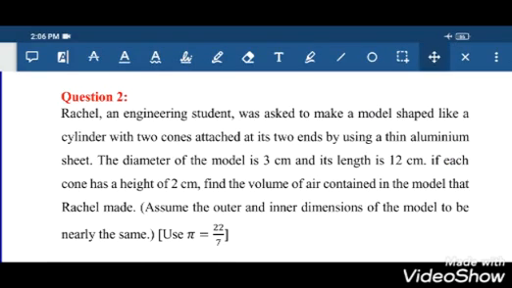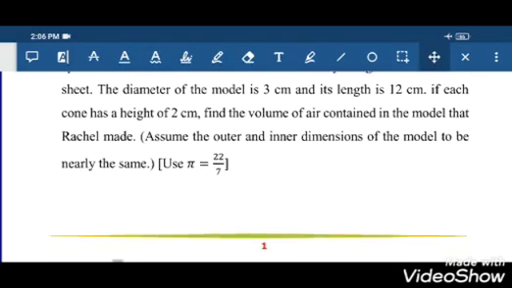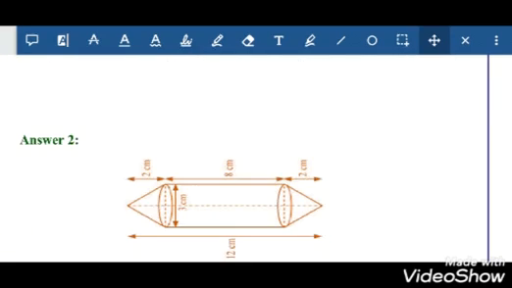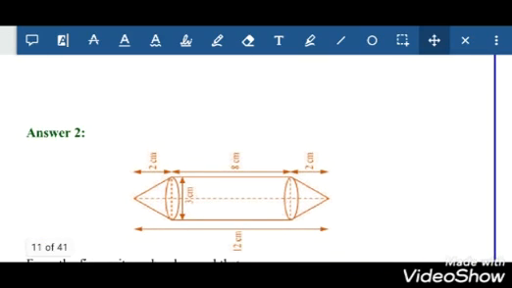So now we move on to the solution. So what is the solution? First, this is the diagram, already I have shown as a rough. So the total figure is a combination of the cylinder and the cone at each end. So total is 12, and the height of each cone is 2 centimeter and 2 centimeter. You need to reduce 4 centimeter. So the height of the cylinder is 8 centimeter, and the diameter of the model is 3 centimeter, so the radius of the cylinder and the radius of the cone are both the same.